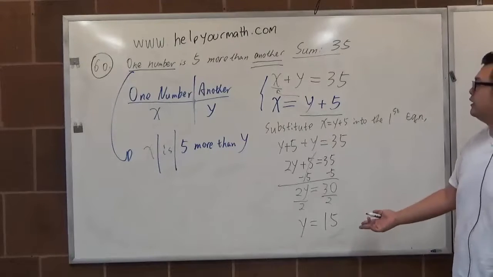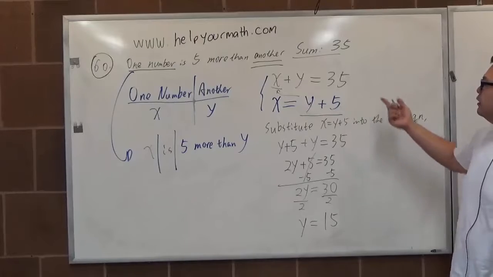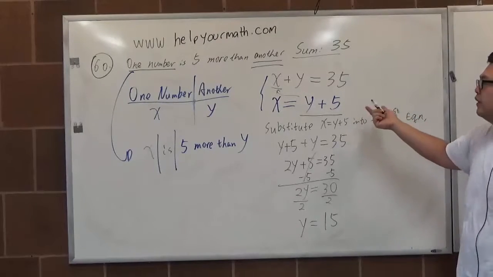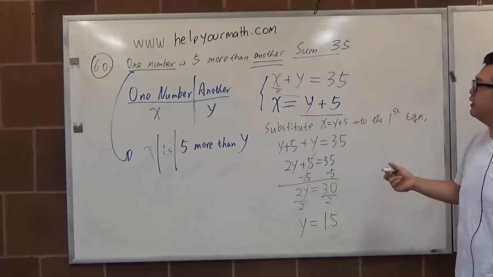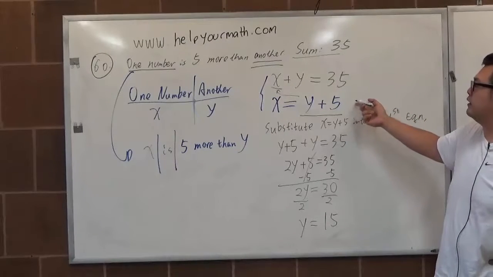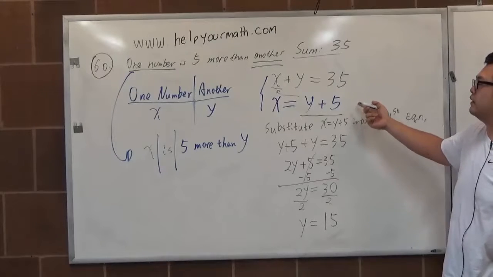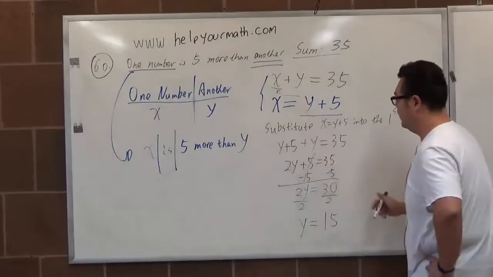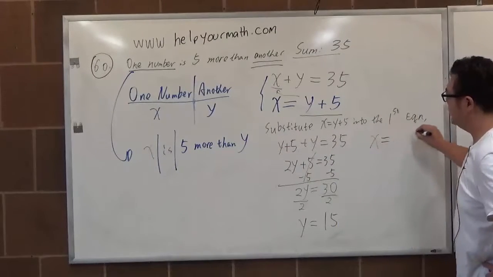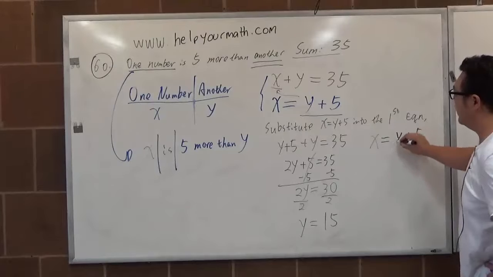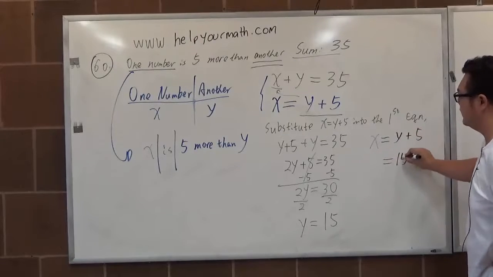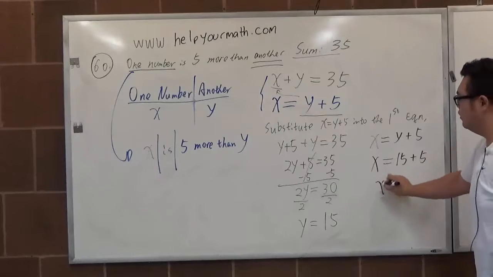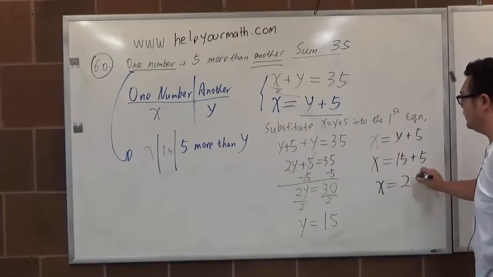So our y is 15, and we go back to the equations. You can use either the first or the second one to figure out x. But the second equation looks more obvious, since it's just telling us x is 5 more than y. When y is 15, x will be 5 more than 15, which shows us x is 20.